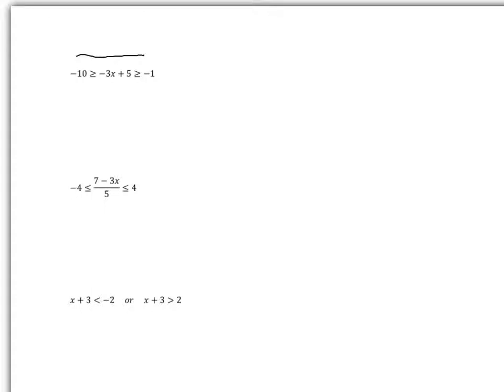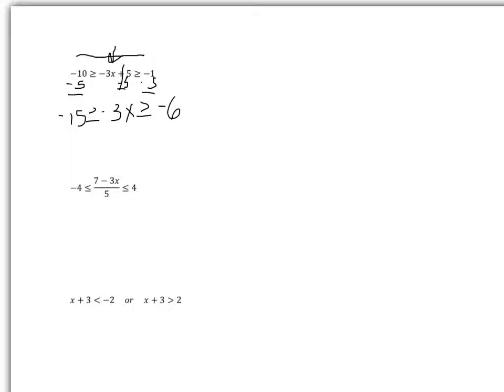So here, if we're trying to solve this, we're trying to get the x, so we just have a 1x in the middle here. So we need to get rid of this 5 like we normally would. And now, whatever we do to one piece, we have to do to each of the pieces. That is, whatever we do to the left side, we have to do to the right side, and we have to do to the middle. So if we're taking 5 away from the middle, we'd have to take 5 away from the left and the right. So on the left, negative 10 minus 5 is negative 15, greater than or equal to. These cancel, so we have negative 3x, greater than or equal to negative 6.